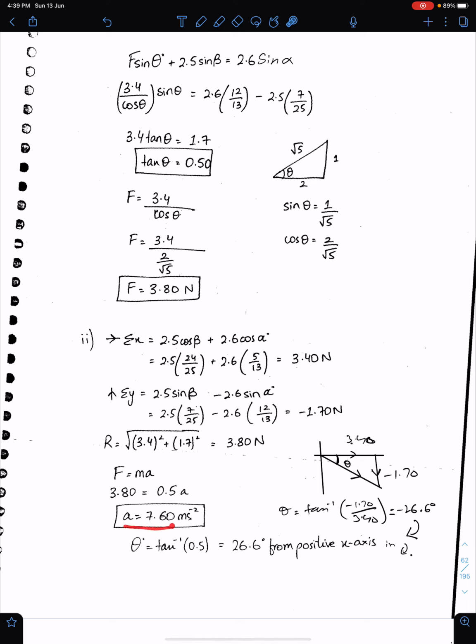Acceleration is 7.60. Now make the rough sketch with respect to sigma x and sigma y and get the value of this angle. So theta is tan inverse sigma y upon sigma x, so minus 26.6, which means the acceleration makes 26.6 degrees from positive x-axis in this direction. This is the direction of resultant and the direction of acceleration: 26.6 degrees from positive x-axis in clockwise direction.